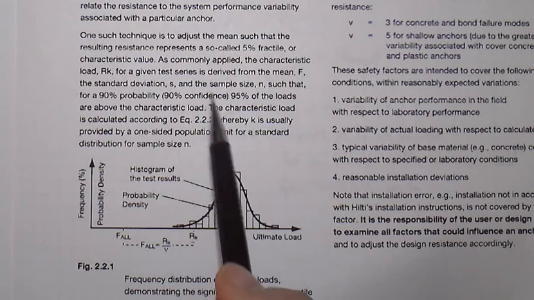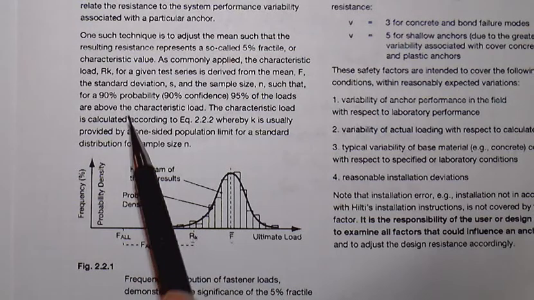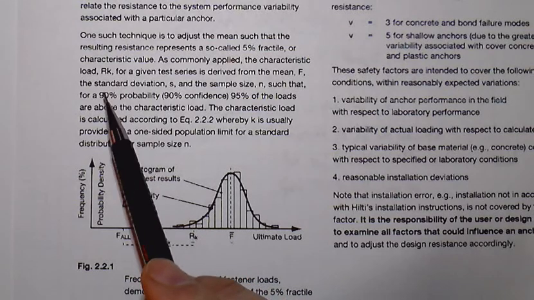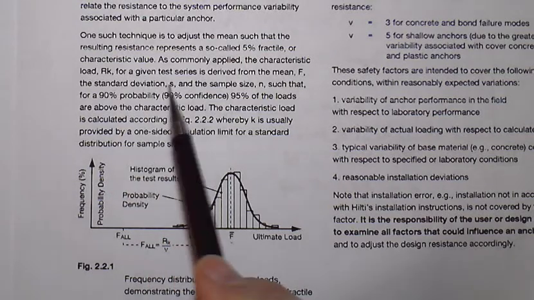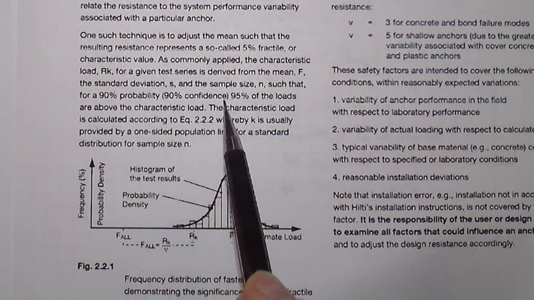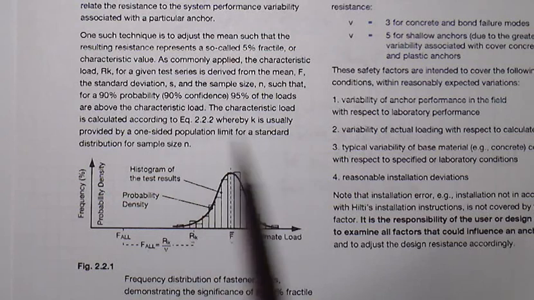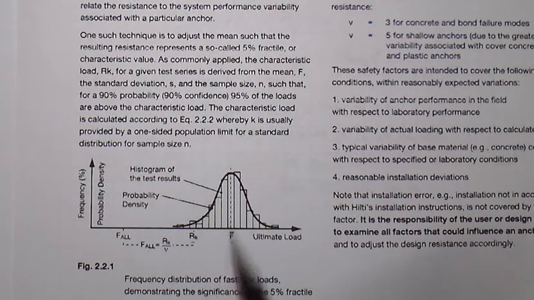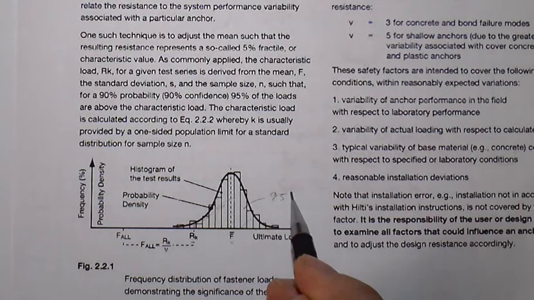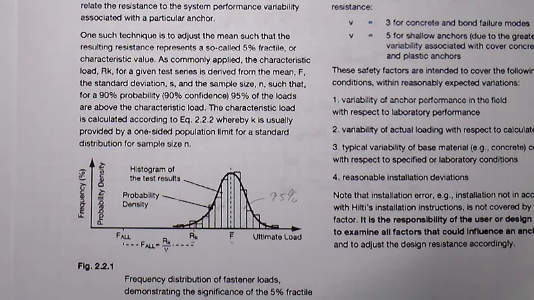And so as we take a look at this here, this characteristic load R_k for a given test series is derived from the mean, the standard deviation, and the sample size such that for 90% confidence, 95% of the loads are above the characteristic load, meaning that 95% of the area is out here to the right. So that's really a one-sided statement that they're working from.